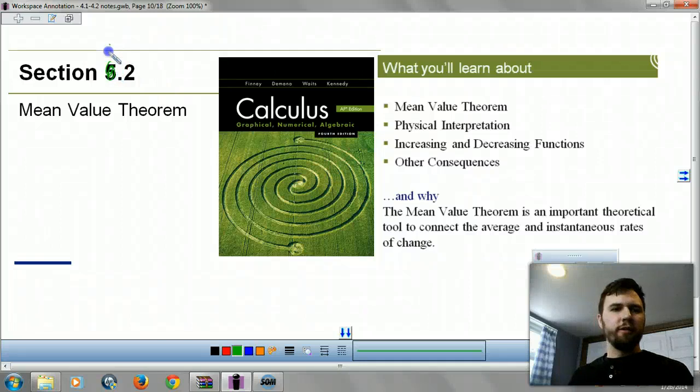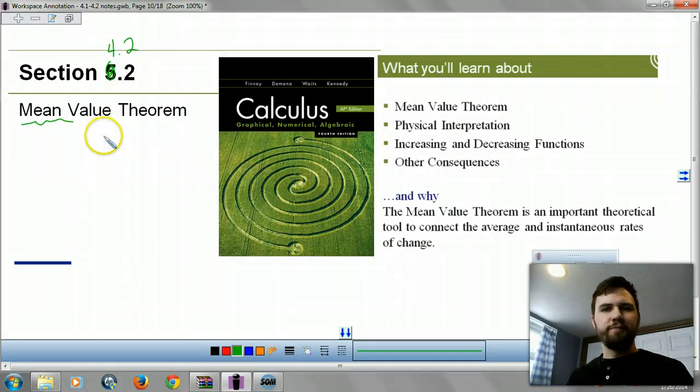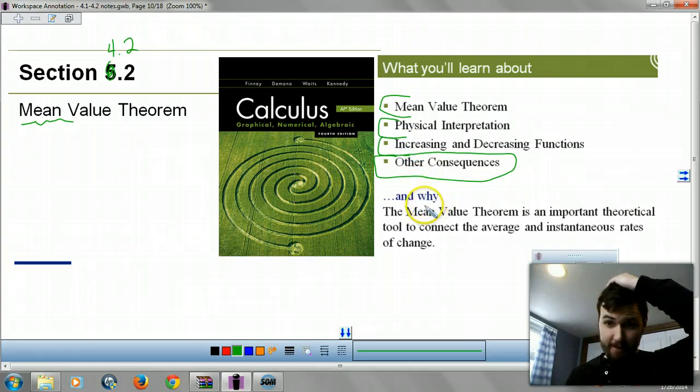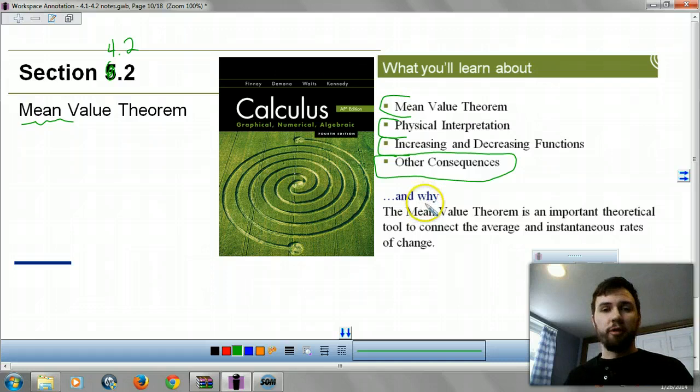Hey there, Calc kids. Today we're looking at 4.2, the mean value theorem. It's actually not angry. It means average. What we're going to look at is the mean value theorem, what it actually means physically, how to tell if something's increasing, decreasing, and other consequences of it. And we're going to talk about why it's really important.